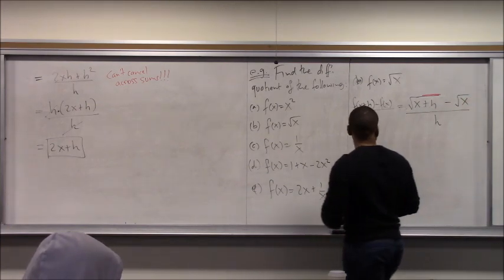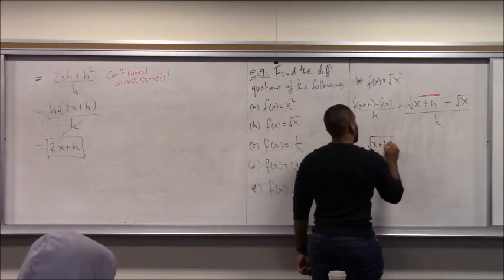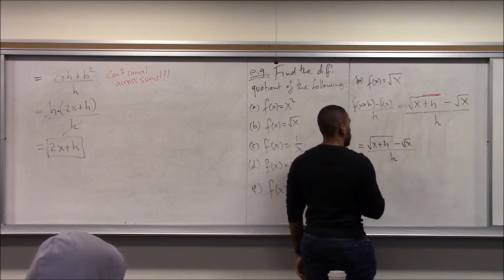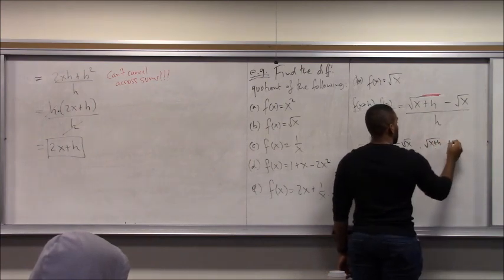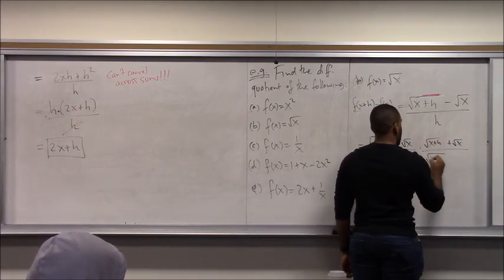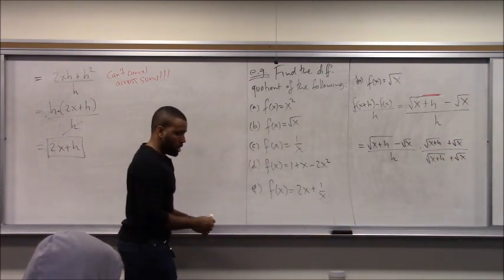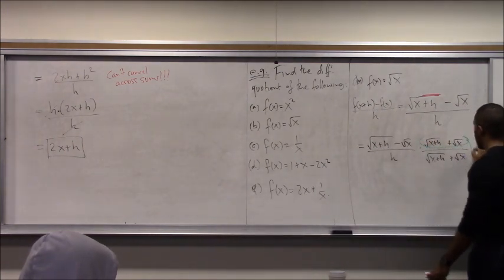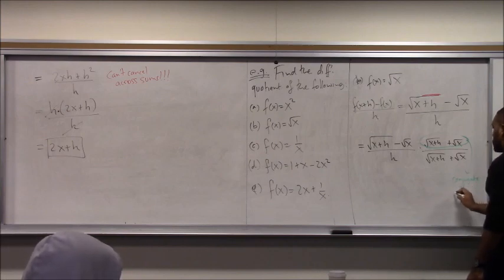How do you simplify that? Conjugate it. Conjugate. Square root of x plus h. Multiply and divide by the conjugate. That's what this guy's called. This is called the conjugate. We multiply and divide by it, so we're multiplying by 1. So it's not changing the value.